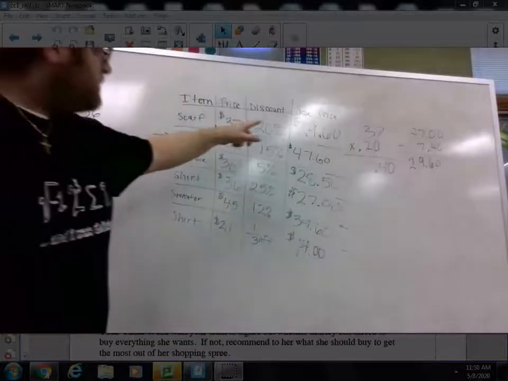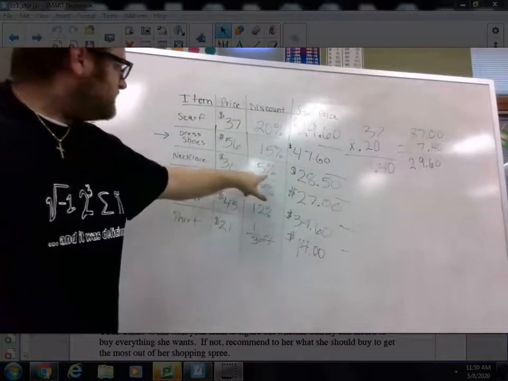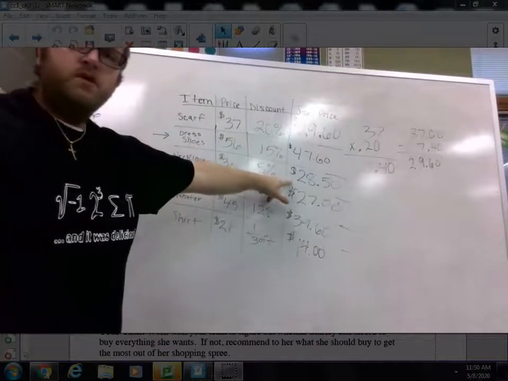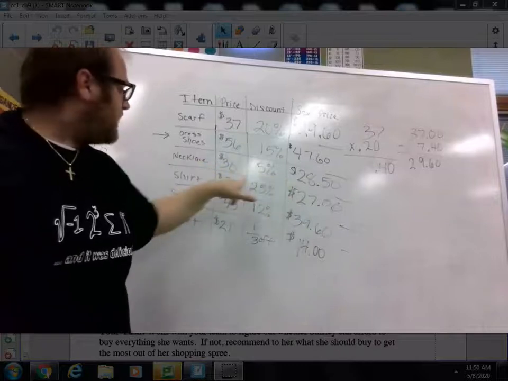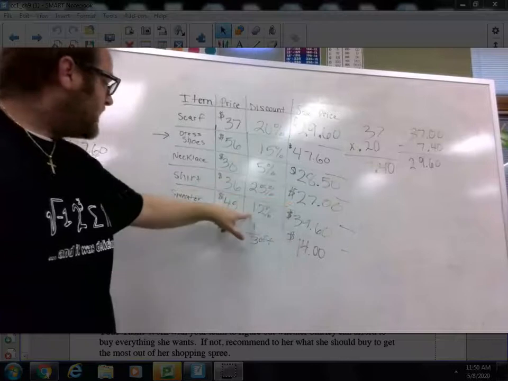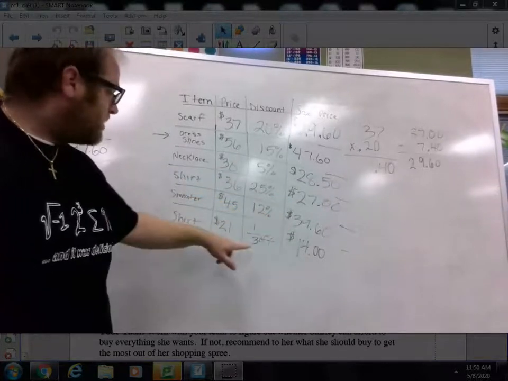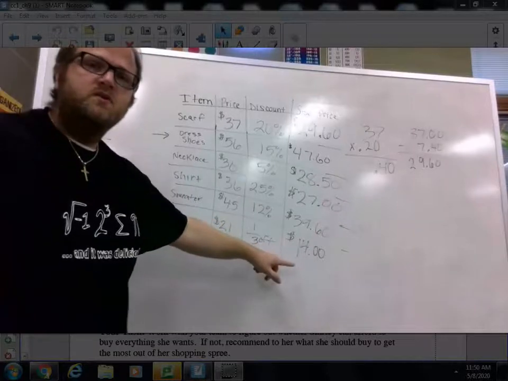Alright, so welcome back. If you guys look at the last column you guys filled in here, so the sale price of the necklace after a 5% discount is you're going to pay $28.50. After saving 25% on your shirt, you're going to pay $27. After saving 12% on your sweater, it's $39.60. And the shirt, a third off, is $14.